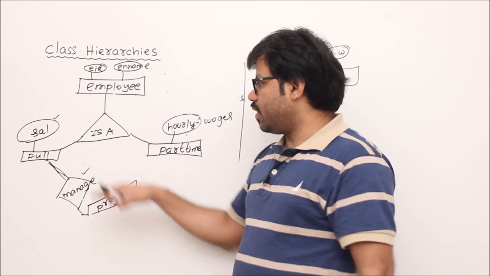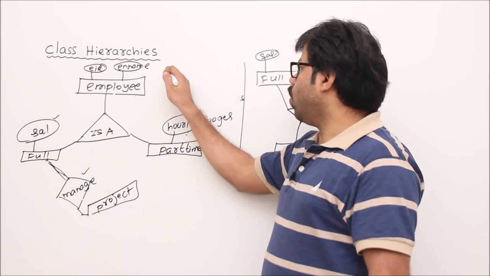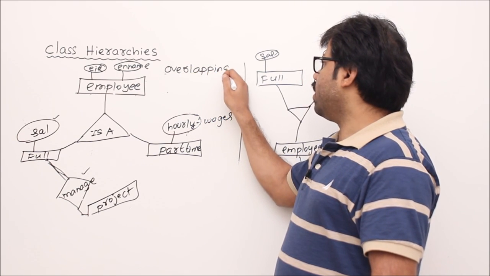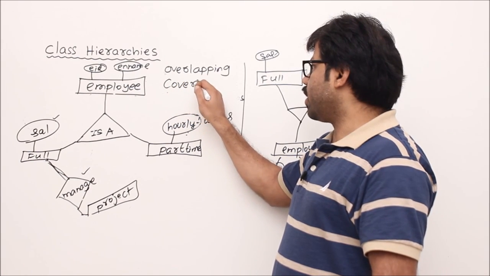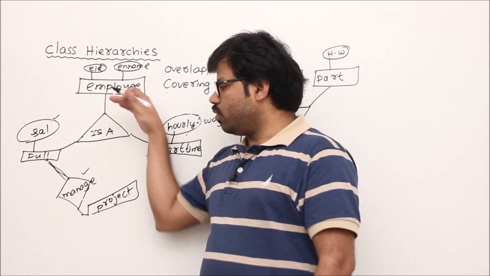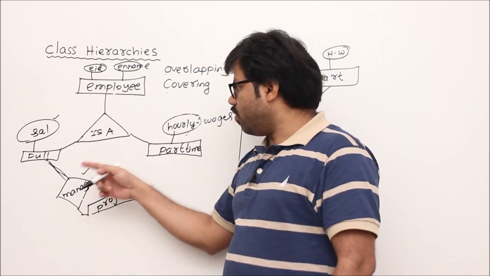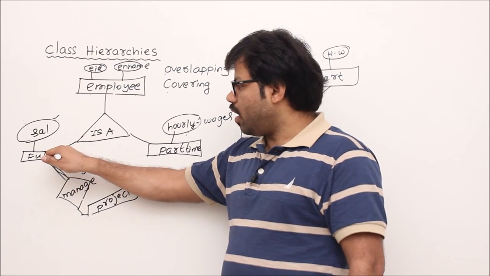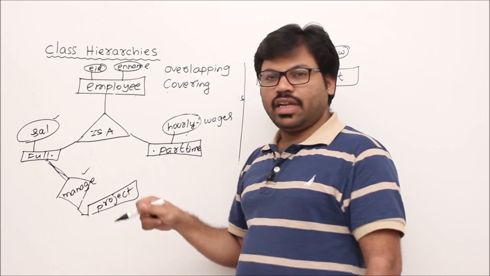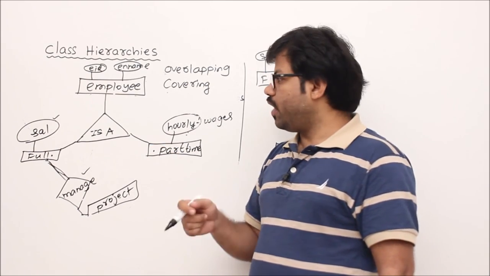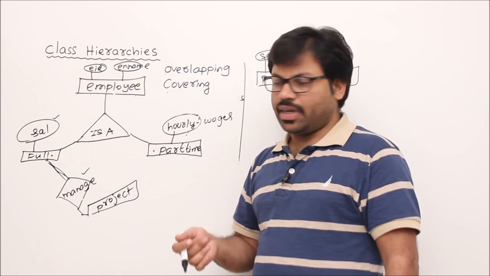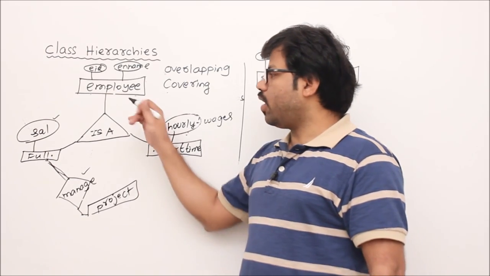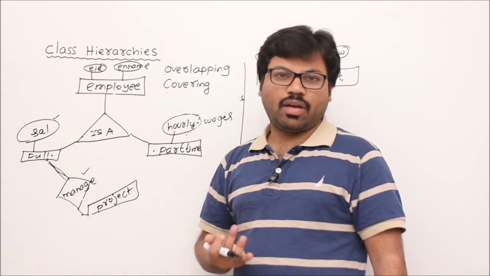Now this hierarchy, that is, these subclasses, have two properties. One is the overlapping property, and the second is the covering property. I will tell you what the overlapping property is. Whenever you divide into subclasses, there may be some employee that belongs to full-time and part-time at a time. But in this case, it is not possible. Every employee is either full-time or part-time. Is there any employee who belongs to both full-time and part-time? Generally, no, right? So we say that full-time and part-time are non-overlapping subclasses.